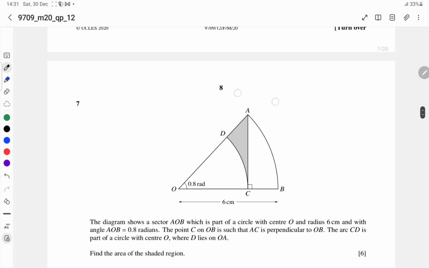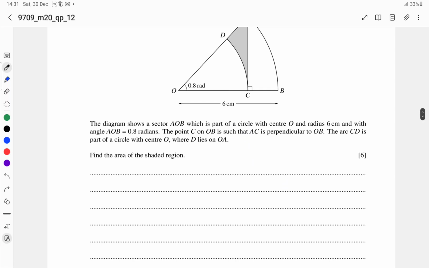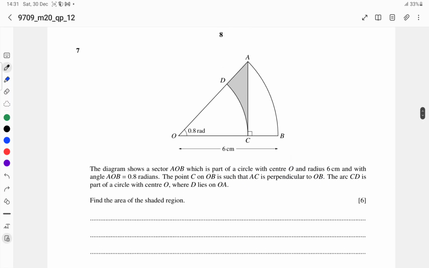Yeah, it's correct. The next question is the diagram of the sector AOB, which is part of a circle with center O and radius 6 cm. So we have a bigger circle that might look something like this, and OB is simply the radius. Angle AOB is given in radians, 0.8. Point C on OB is such that AC is perpendicular to OB. The arc CD is part of a circle with center O, where D lies on OA. Find the area of the shaded region.